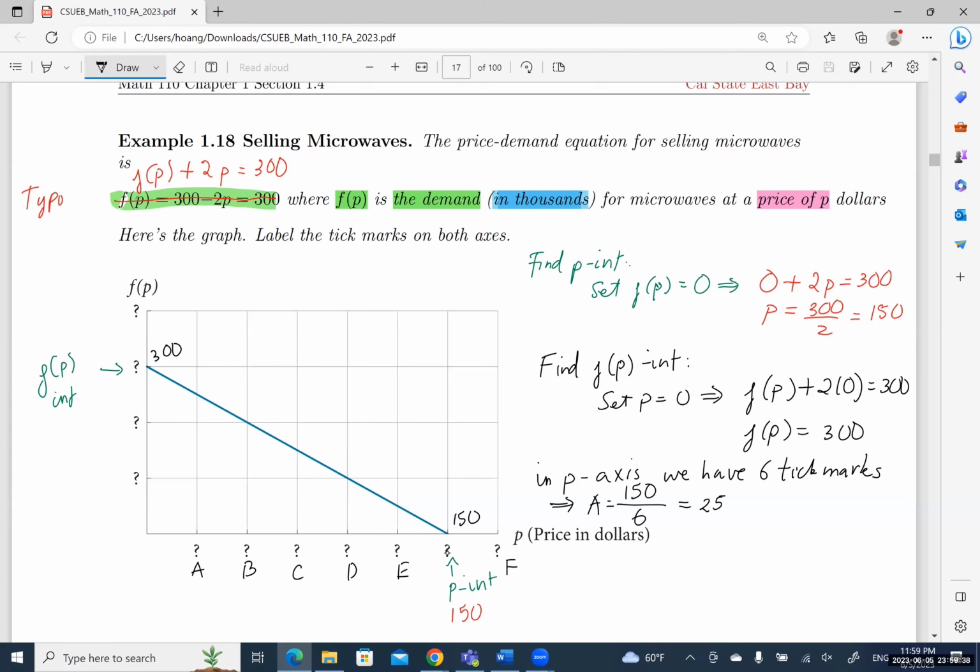And then B is just 2 times 25, 2A, right? 2 times A is 2 times 25. B equals 50, right? We can keep going, adding 25 to get the next. All right, and so on.